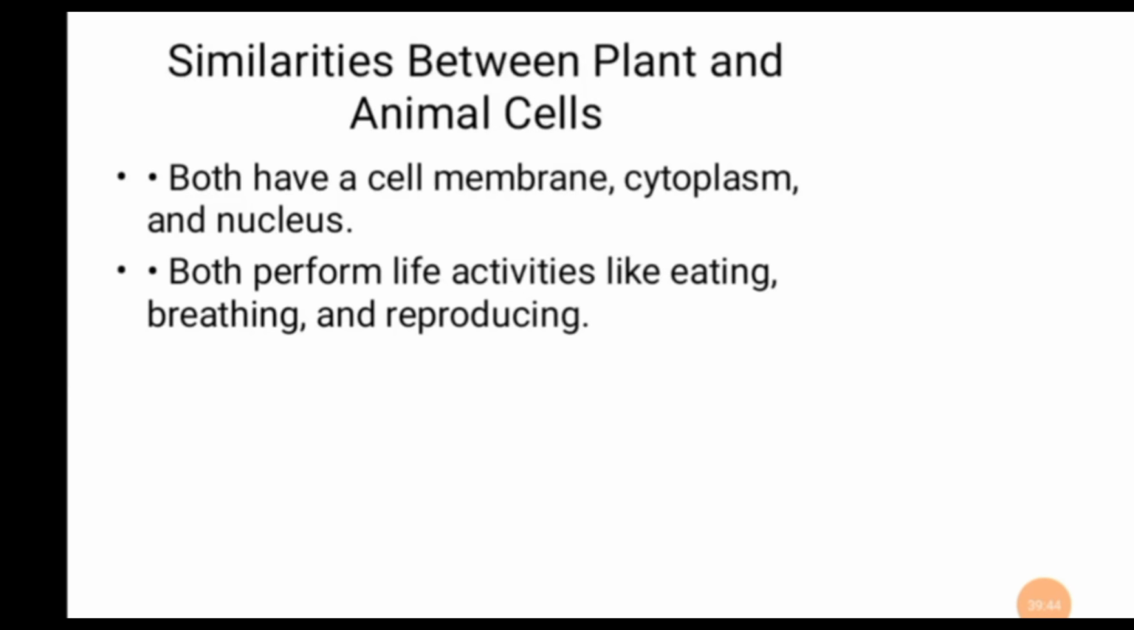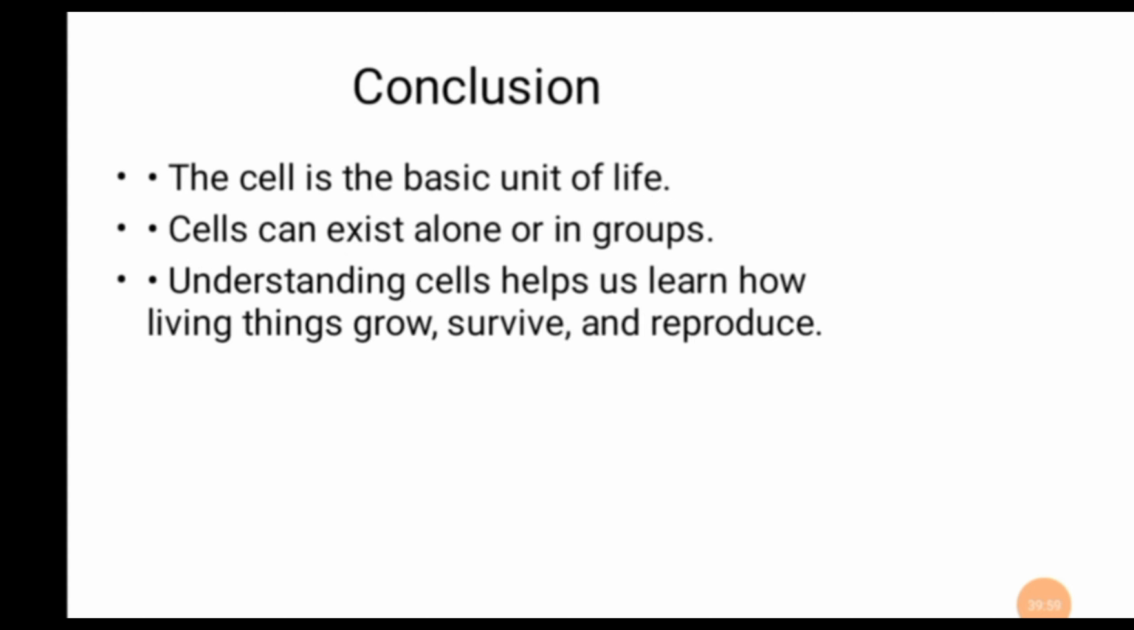Also, both of them perform life activities like eating, breathing, and reproducing. So both the plant cells and the animal cells carry out life activities, and that is breathing, eating, and reproduction. And now the conclusion.